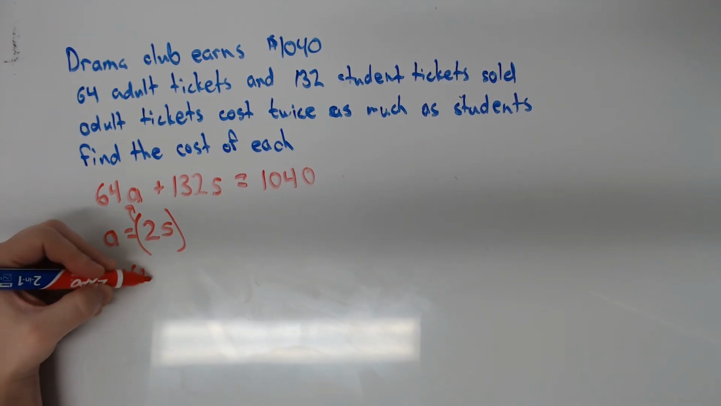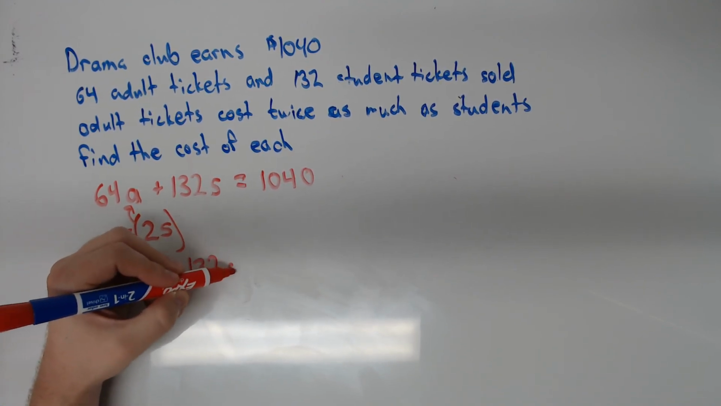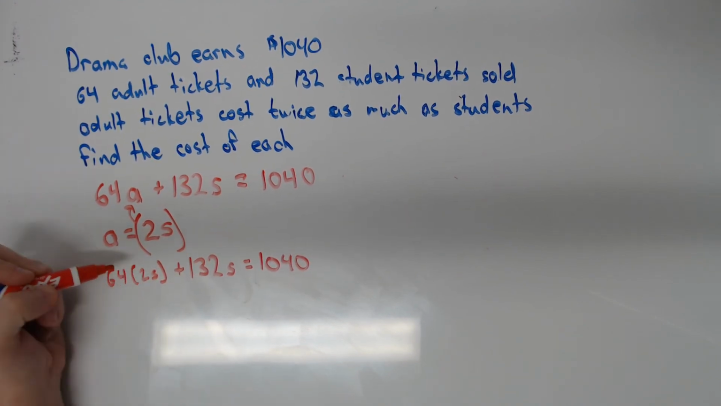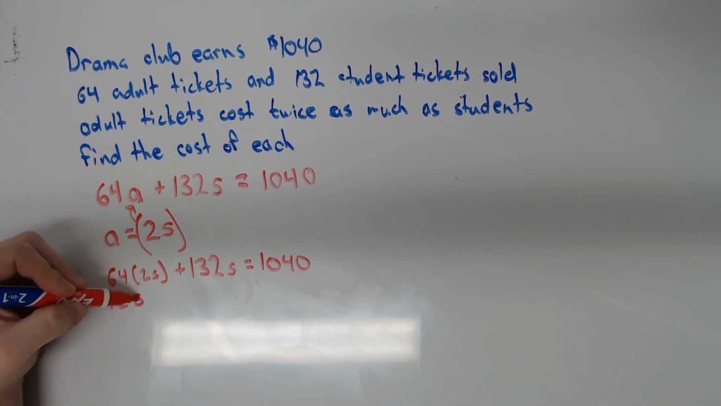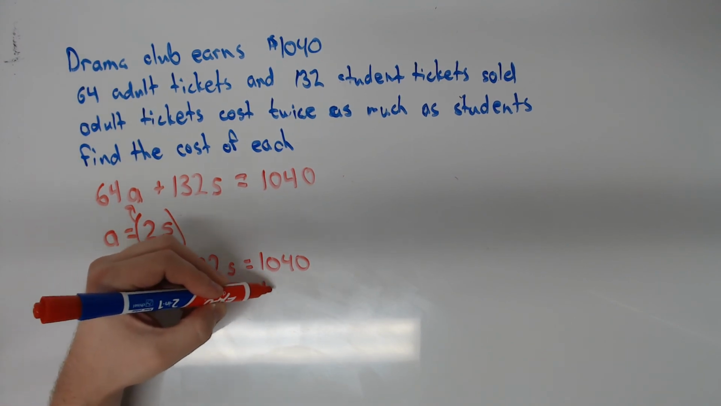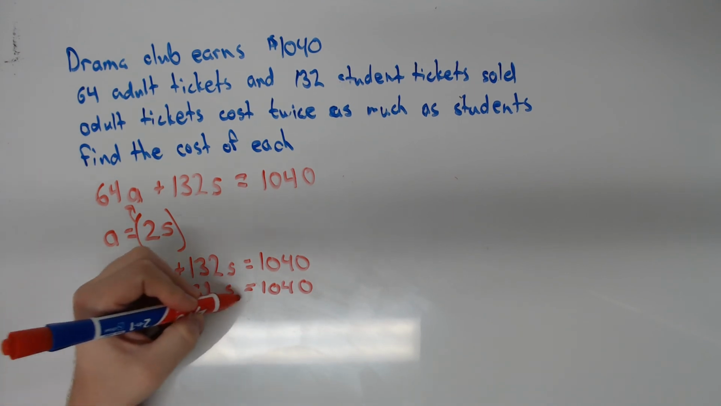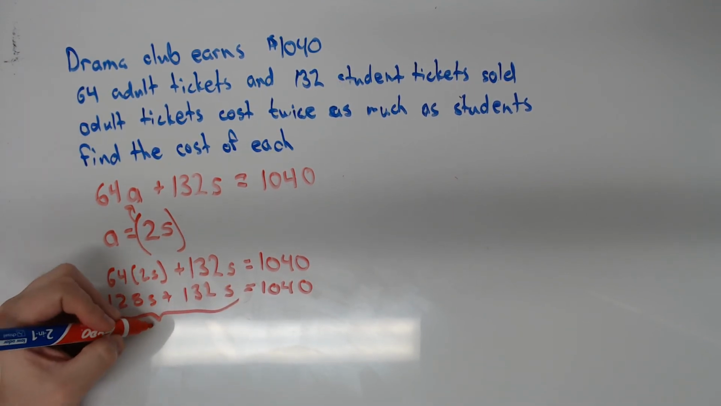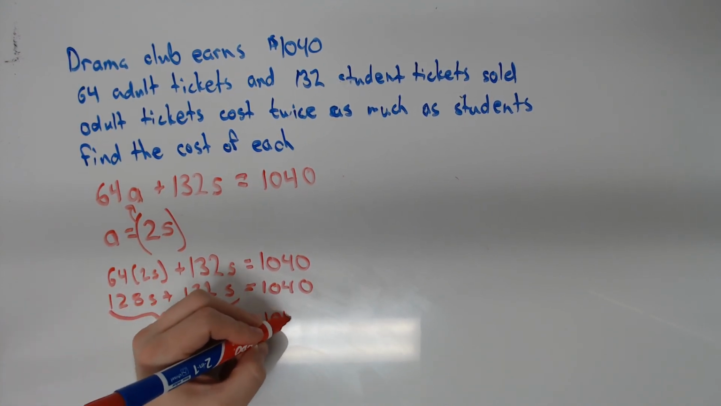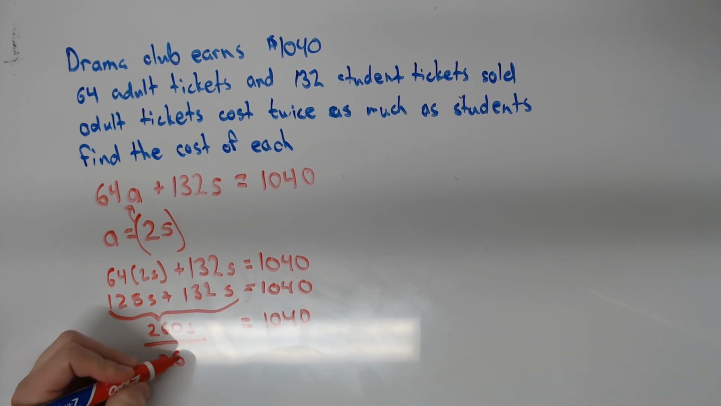We're going to take what a equals, since a is already alone, and plug it in to the a in the other equation. 64 times 2s plus 132s equals 1,040. 64 times 2 is 128. Combine like terms here. That's 260 student tickets. Adds up to $1,040. Divide by that 260.